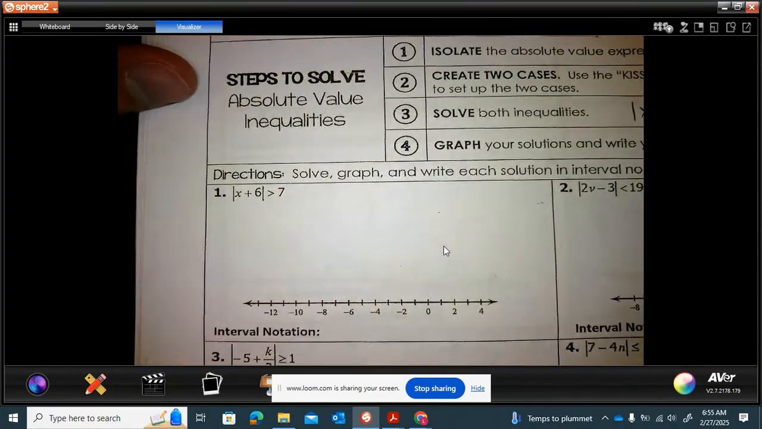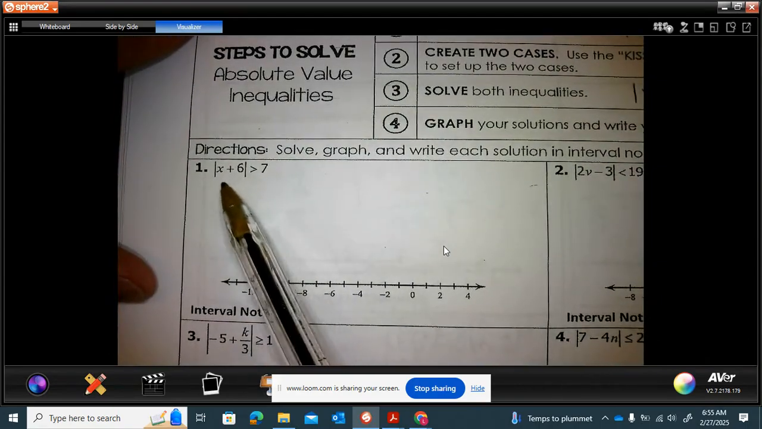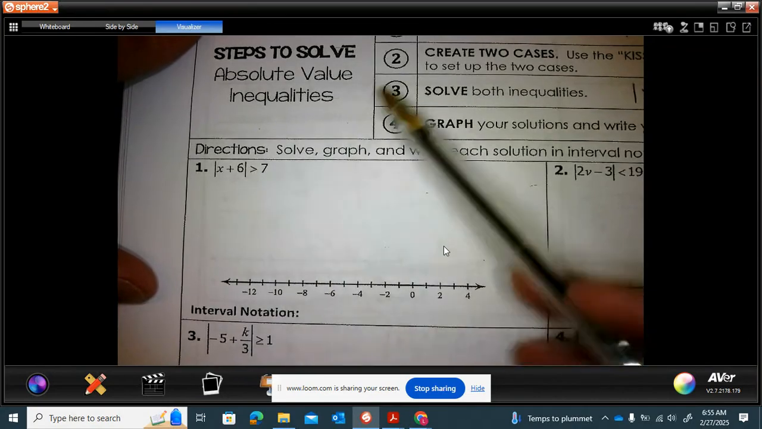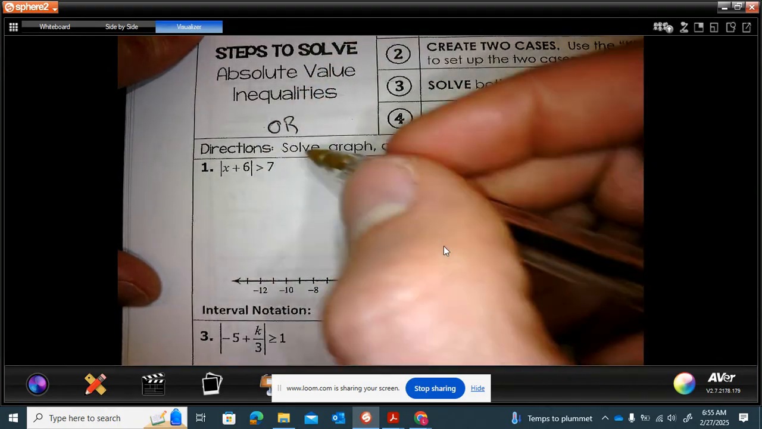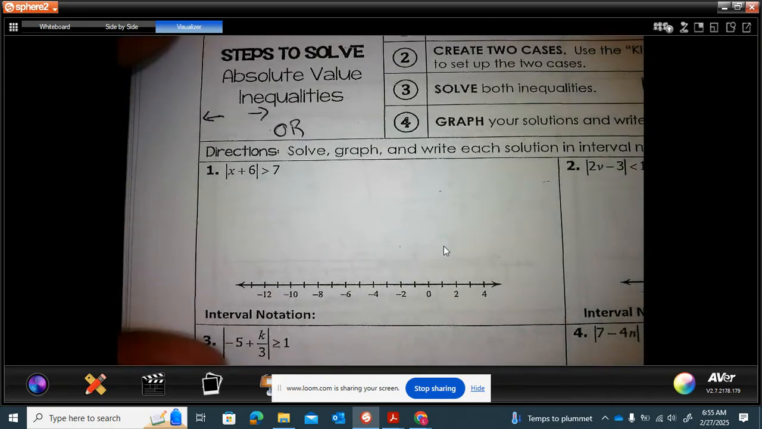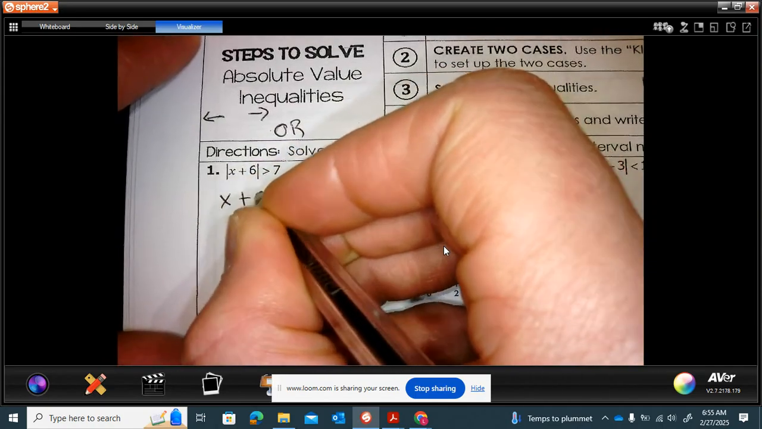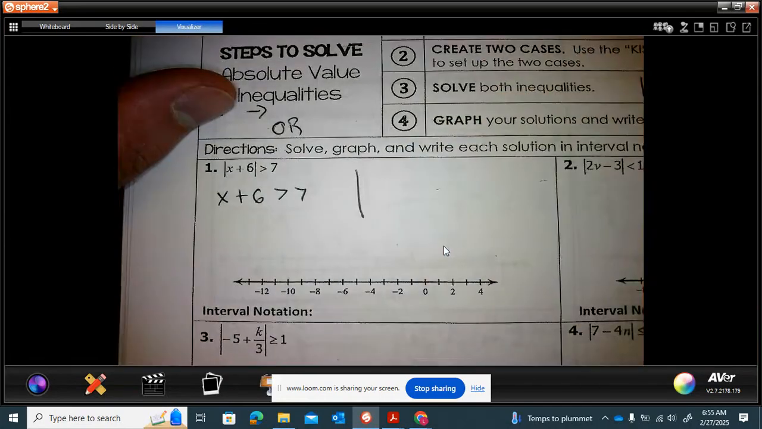Let's just go right into question one. I have my absolute value by itself, and my symbol is greater than. So if it's greater than, it's going to be an or compound inequality at the end. I know that I'm going to be shaded to the left and to the right. Here's what you do. You drop the absolute value symbol and you set up x plus 6 greater than 7. You literally just copy it down without the absolute value symbol. Then your second one, because you're always going to have two cases, right? This is your positive case. Your negative case is a little bit different.